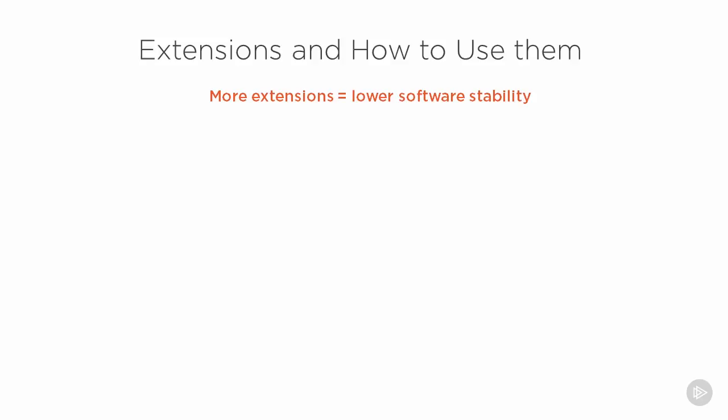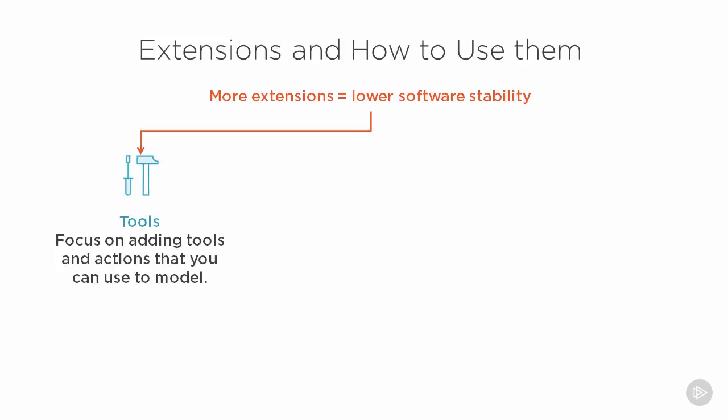The reason it's useful to do that is because not all of them need to be turned on at the same time. So the first category is tools, and tools are plugins that focus on adding tools and actions that you can use to make your model. So, extra tools for curves and all of that stuff.